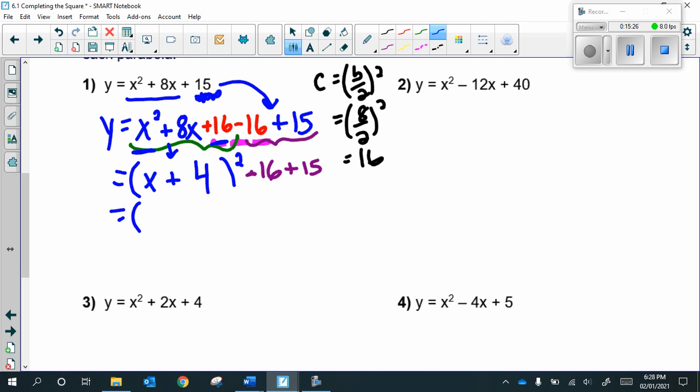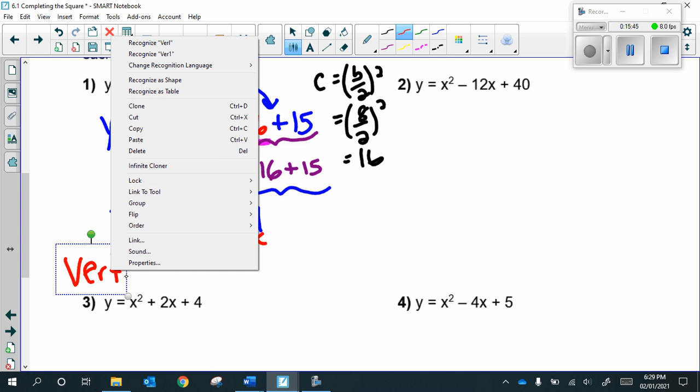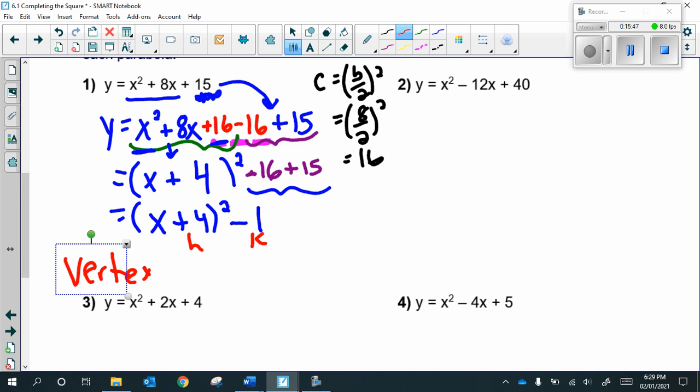So now I'm going to go one step further. I get x plus 4 squared, and negative 16 plus 15 is actually negative 1. So now this looks like vertex form. We can pick out what our vertex is going to be. Because our vertex is HK, we're always going to switch the sign. Our vertex is going to be then negative 4, negative 1. So that is completing the square.